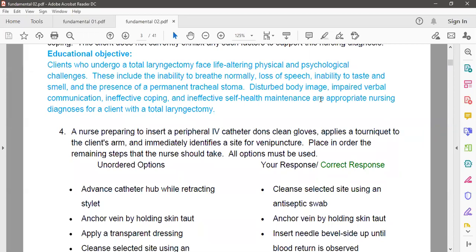So also when a patient comes to you, it is our responsibility to diagnose the patient. The appropriate nursing diagnosis for the client with a total laryngectomy is what we are discussing in this question.